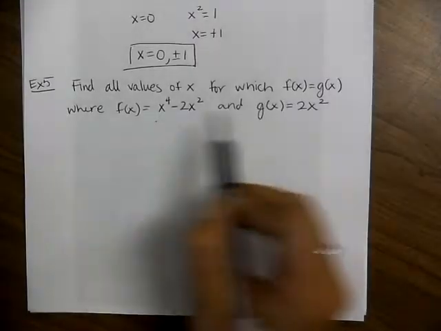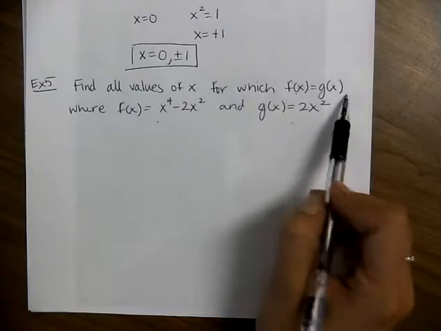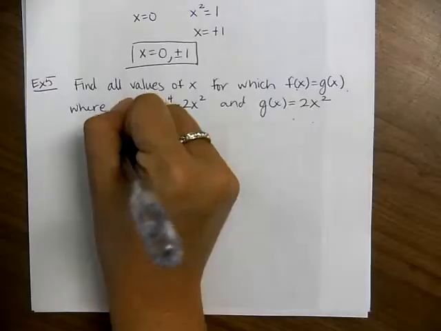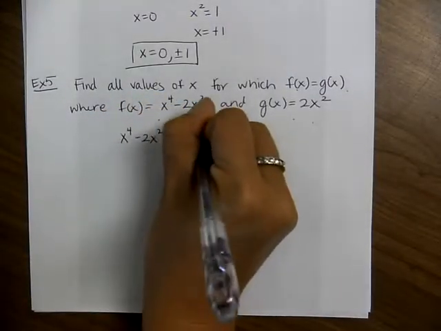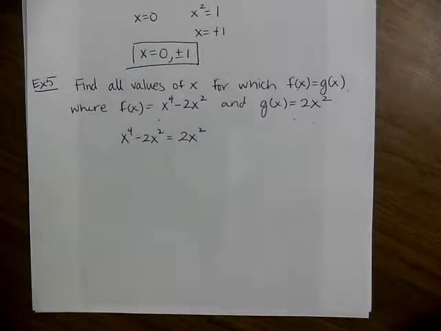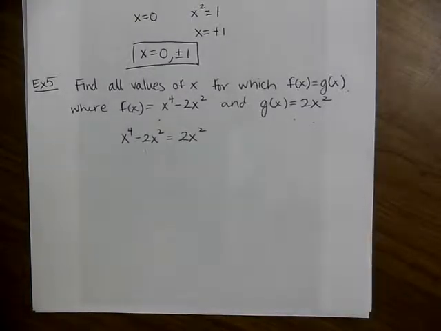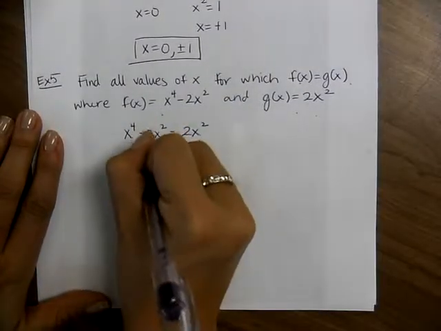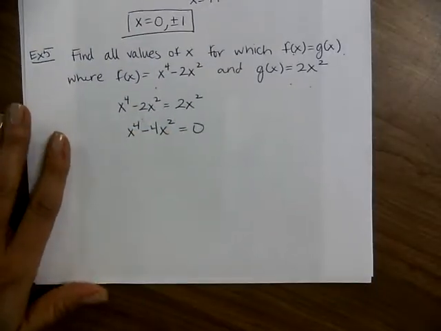Alright, so we're given f of x, we're given g of x. We're told to solve for f of x equals g of x. What should I do to these two expressions? Set them equal to each other. So I'm going to take x to the fourth minus 2x squared and set it equal to 2x squared. And again, you're going to be really tempted to want to move over this 2x squared. Don't do it. Okay, you got to get everything to one side and then you have to factor. So we're going to move over this positive 2x squared, giving us x to the fourth minus 4x squared equals 0.